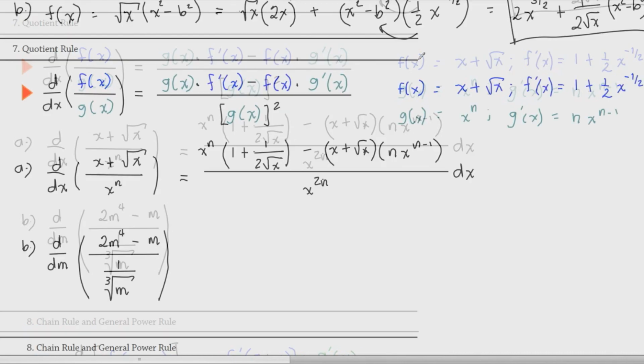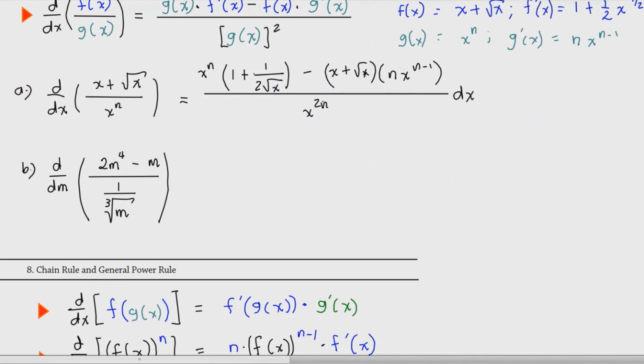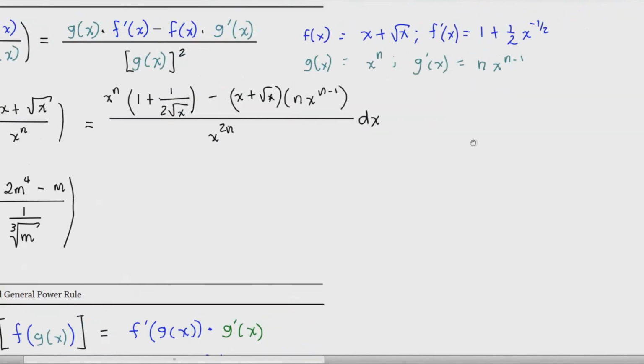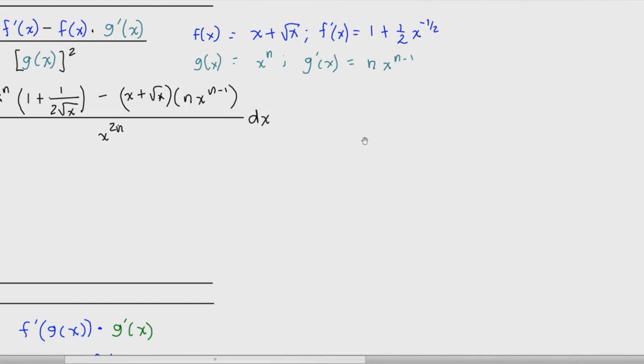But if we will be simplifying this further, let's just do it anyway. So first is that most of the time you will be able to cancel out some factors here. Now I'll be factoring out x to the n. So in the first term, we don't have to do anything since it's already factored out.